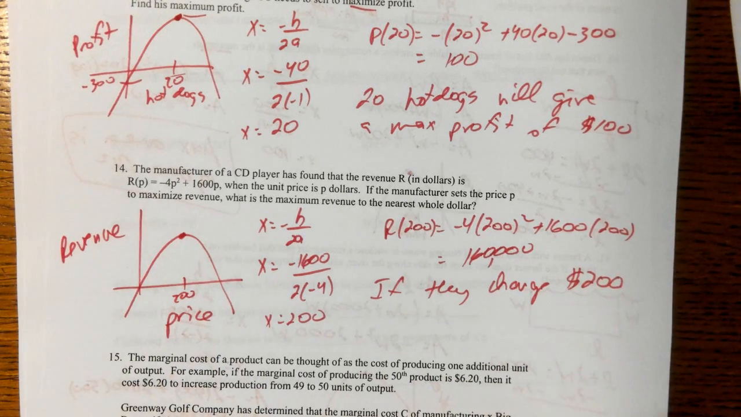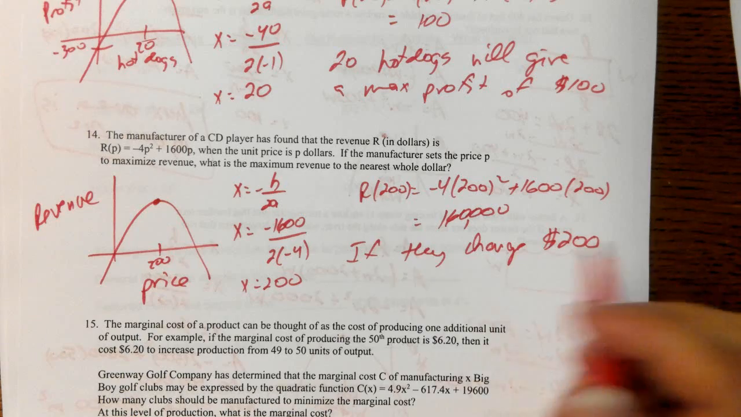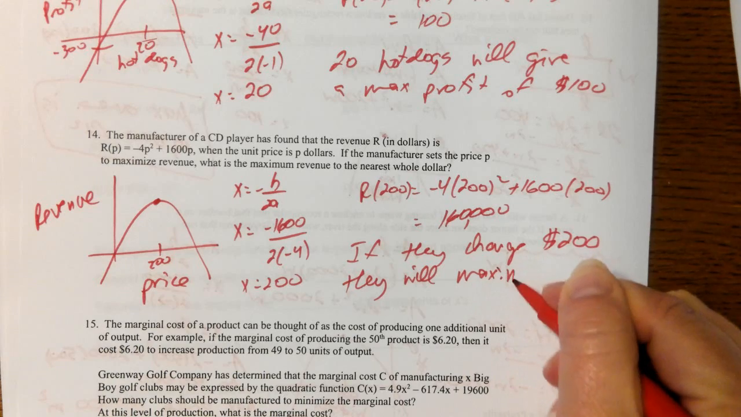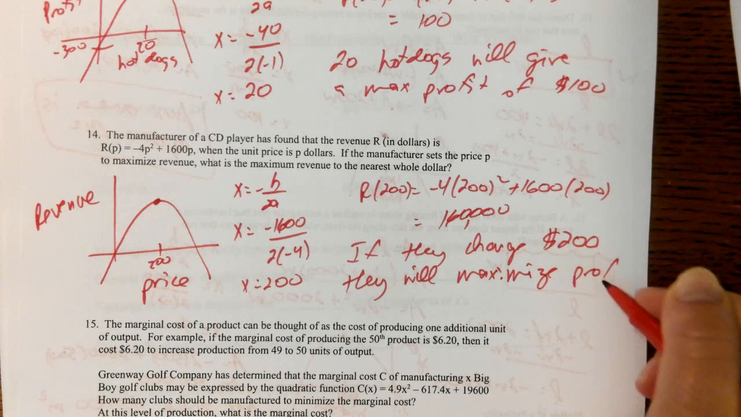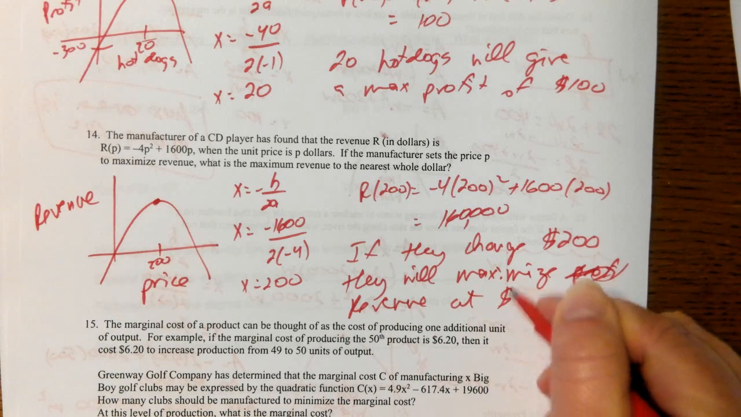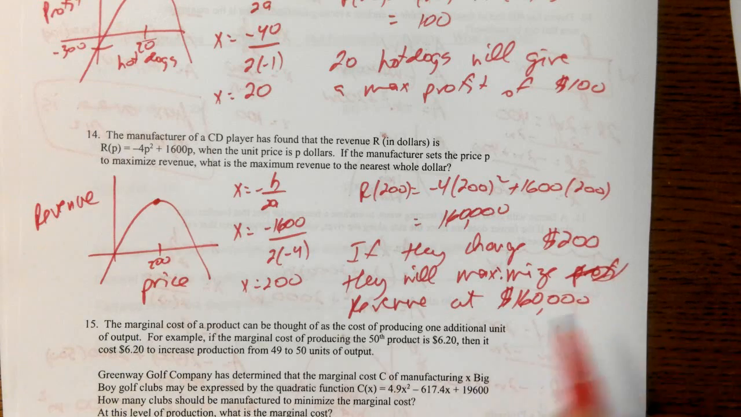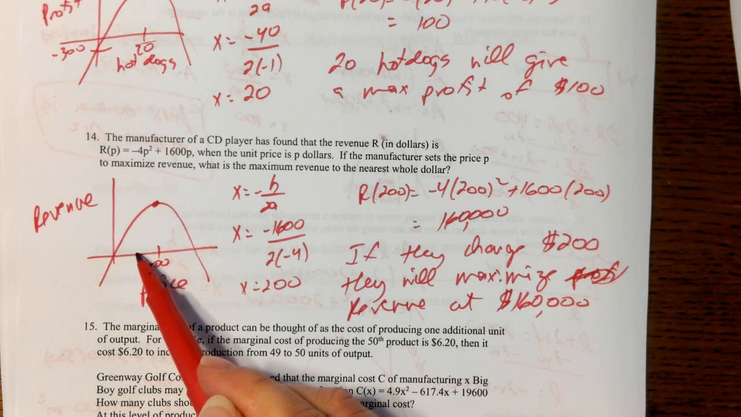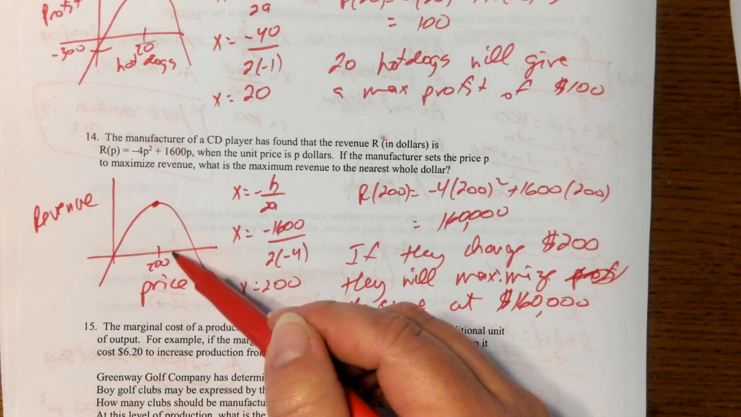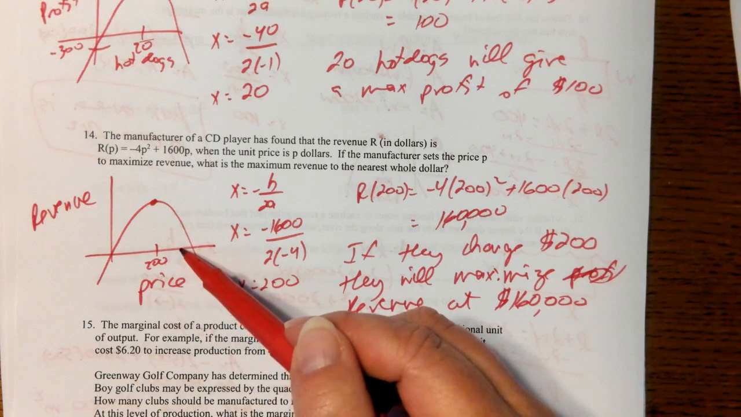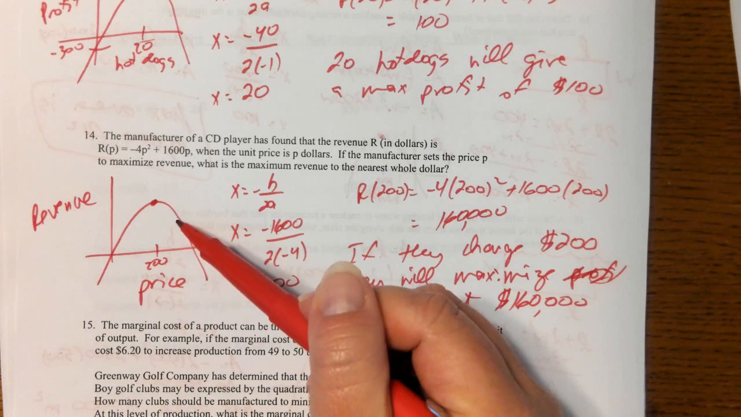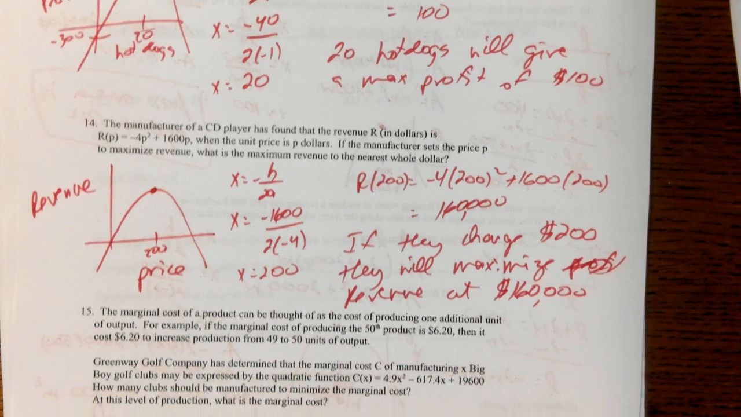So if they charge $200 for a CD player, which seems like a lot to me, so maybe they're really nice. If they charge $200, they will maximize revenue at $160,000. If they charge less than that, if they charge $190 or $150, their revenue will be lower. If they charge more than that, $210, $220, their revenue will be less. Probably because if they charge more than $200, fewer people will buy it, so they won't sell as many and make as much money. Okay?